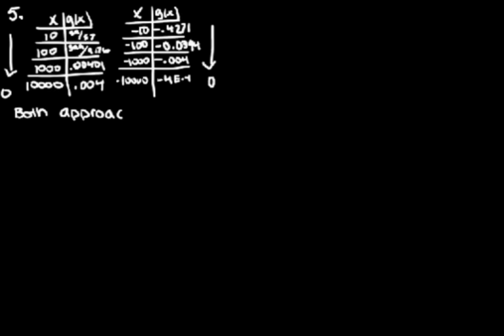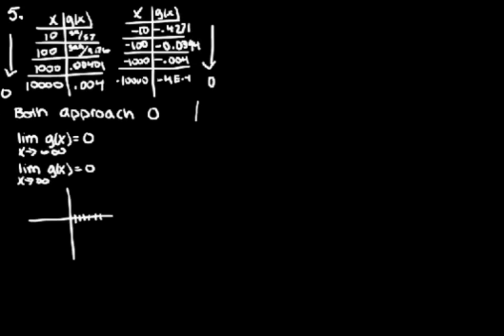So what that means is that in the previous example, we had the limit equal to negative infinity or positive infinity. This one we're just going to have 0. So as x goes to negative infinity, it's 0. And as it approaches positive infinity, it's also 0. So that's how you know for that one.